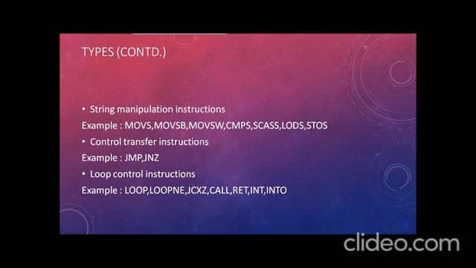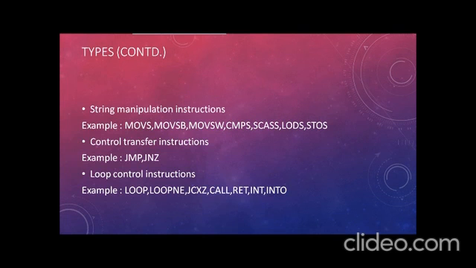JCXZ means jump if CX equal to 0. It is used to skip code in loop. Call, return. It is used to call and return from the procedure. INT or INTO, these are used to represent software interrupt and interrupt if overflow.